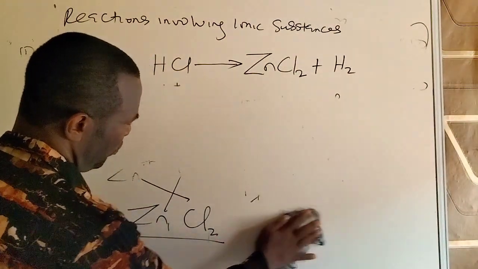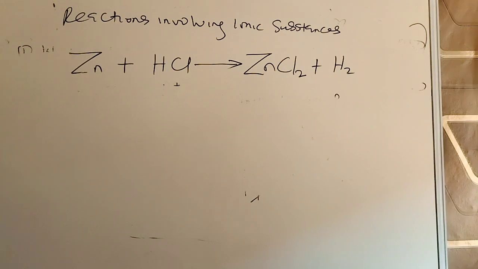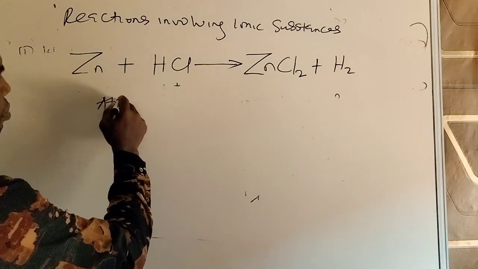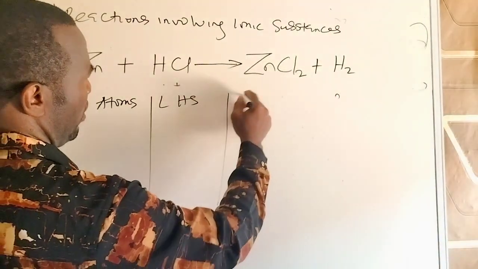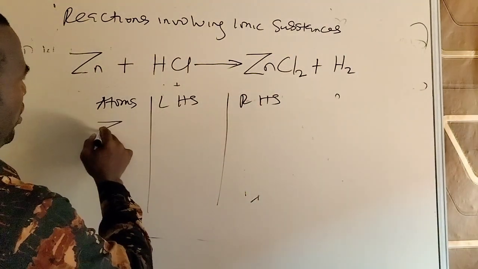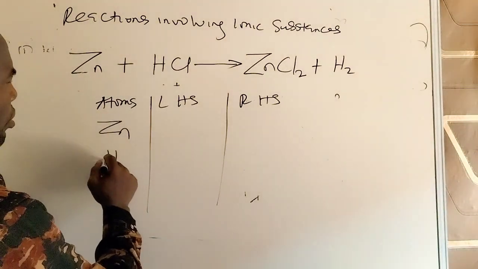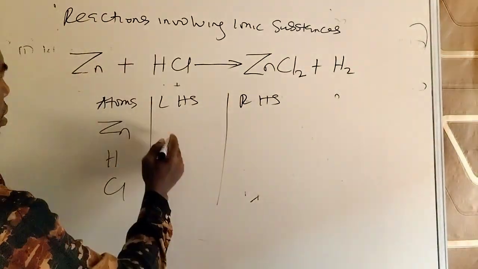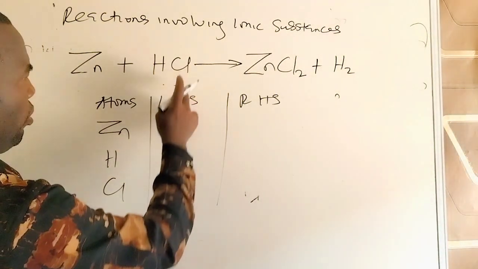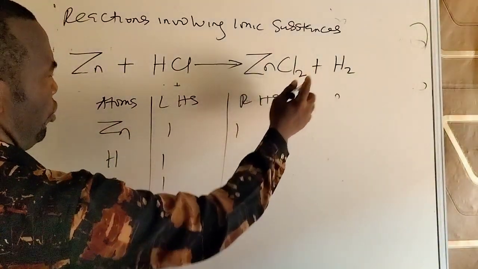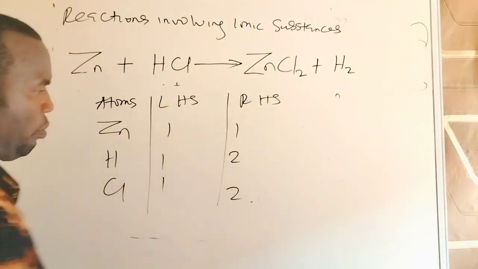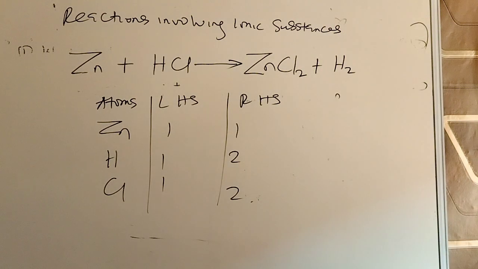When you have done that, the next thing you have to do is to balance the equation. To balance the equation, you check the atoms on our left-hand side and our right-hand side: zinc, hydrogen, chlorine. Zinc is 1, hydrogen 1, chlorine 1. On the other side, zinc is also 1, hydrogen 2, chlorine 2. Having done that, we now balance the equation.